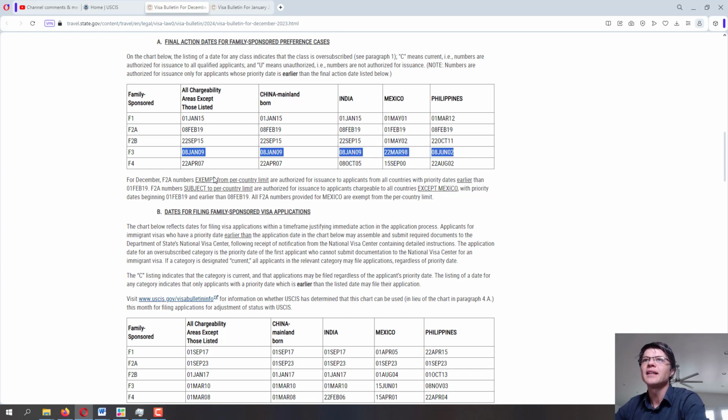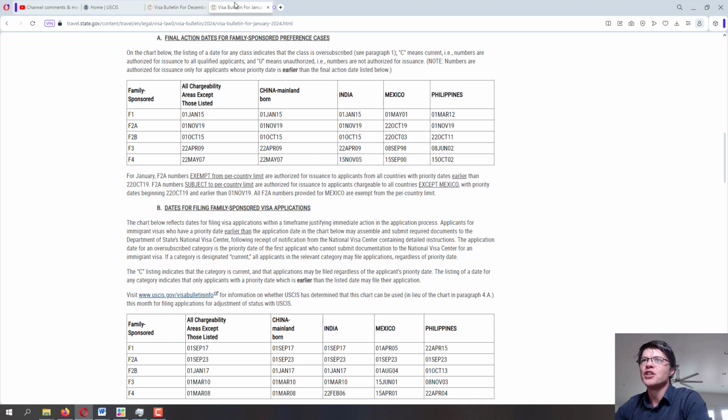All right, let's take a look at the last category here, which is F4. As you can see, for December, it is showing April 2007, and then October 2005 for India. Mexico is September 2000, and then Philippines is August 2002. So let's compare it to January. Let me mute the sound here. There we go. All right, just a second. Let's take a look for January now and see if there is any movement. And there is for F4, finally.